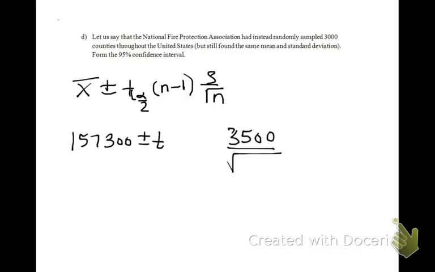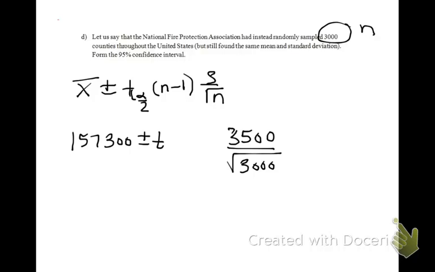Let us say that the National Fire Protection Association had instead randomly sampled 3,000 counties instead of 1,000 throughout the United States. But they still found the same mean, same standard deviation. So here's our general confidence interval formula. We know the mean and standard deviation are the same, so I went ahead and plugged in the mean for x bar and the standard deviation for S. Now, the things that have changed, it says we've now sampled 3,000 counties, that's n.